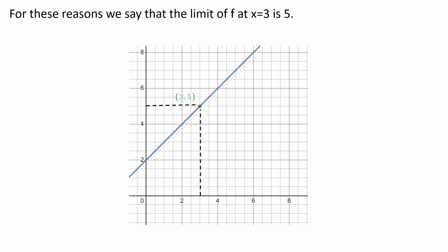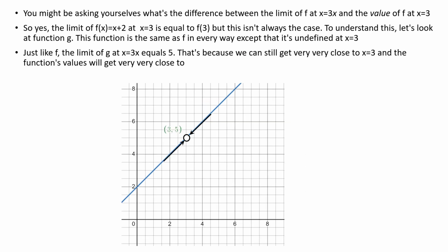Now, what we say here, because this line is moving, it's a positive slope. It's going up and to the right. We've already talked about slopes. And for this reason, the limit of f at x equals 3 is 5. As x is 3, f of x is 5. Now, what is the difference between the limit of f at x equals 3 and the value at x equals 3?